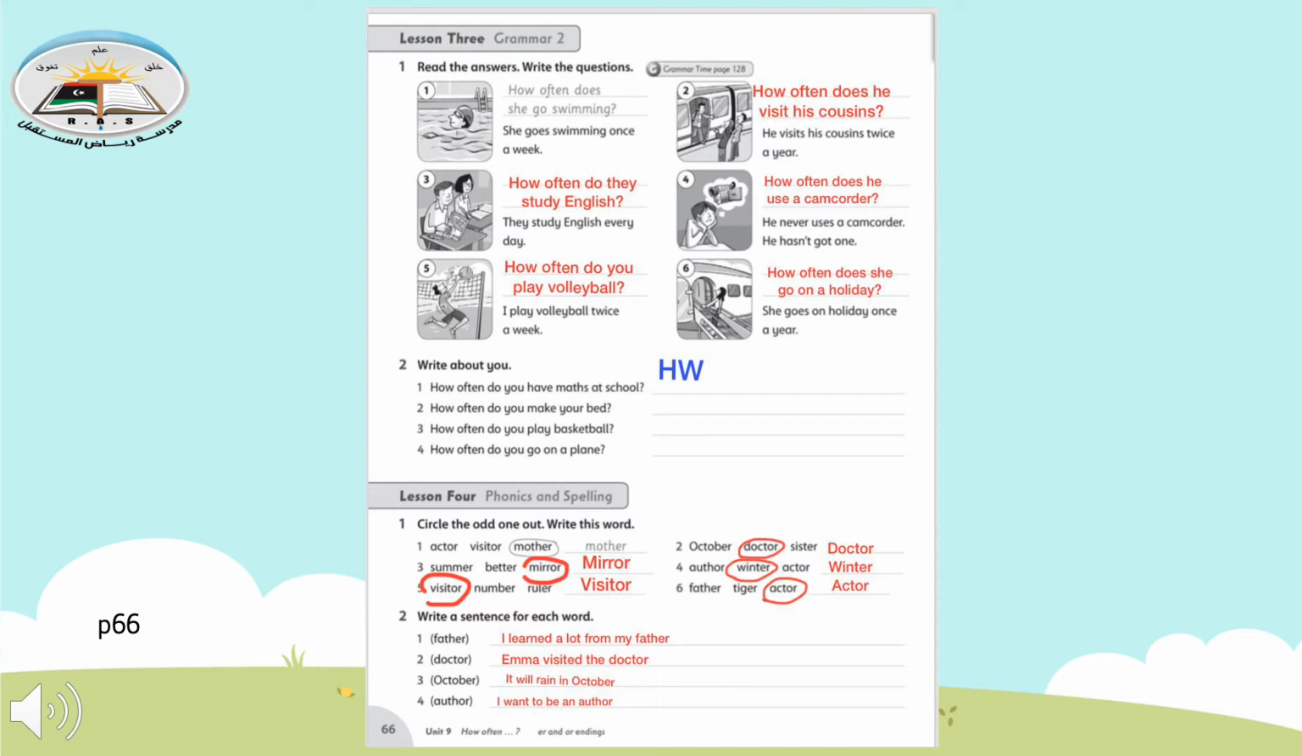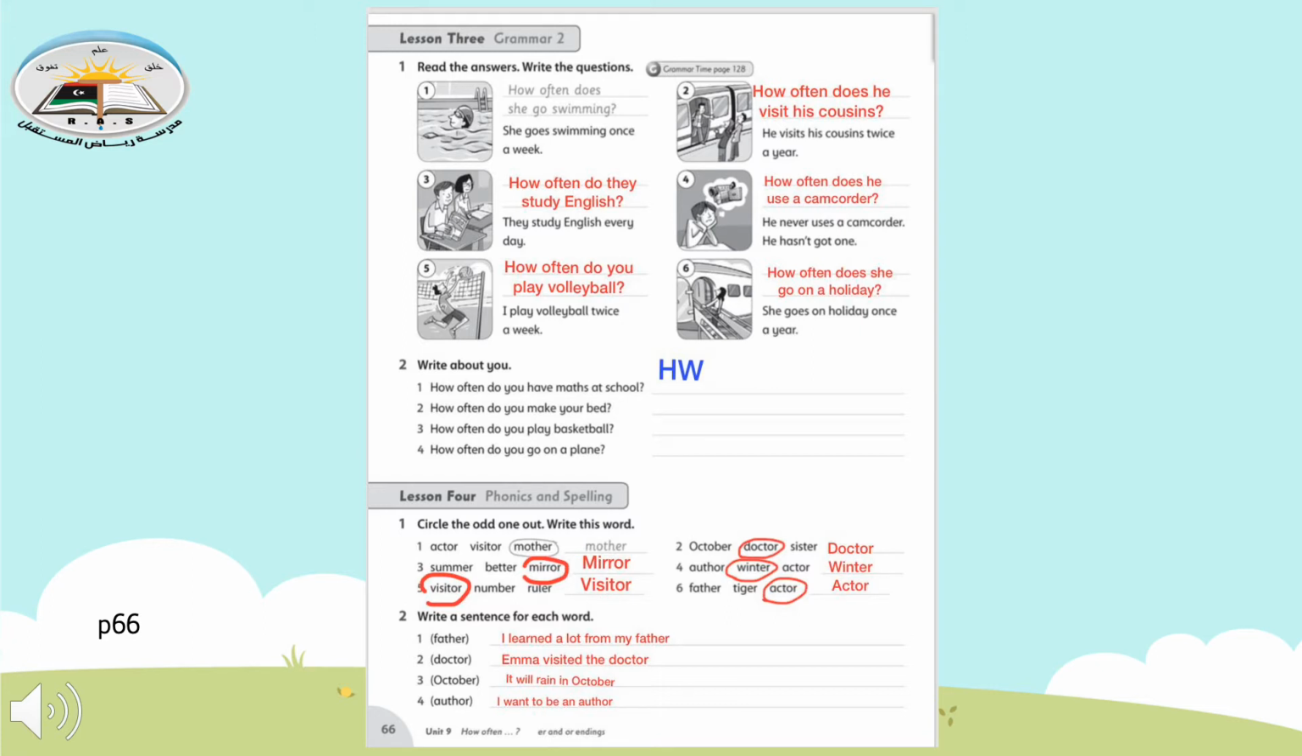And after that we have author. Author is the person who writes books. Now those are the definitions, but I don't want you to give me definitions. No, I want you to put those words in sentences. So the first sentence I have is for the word father.